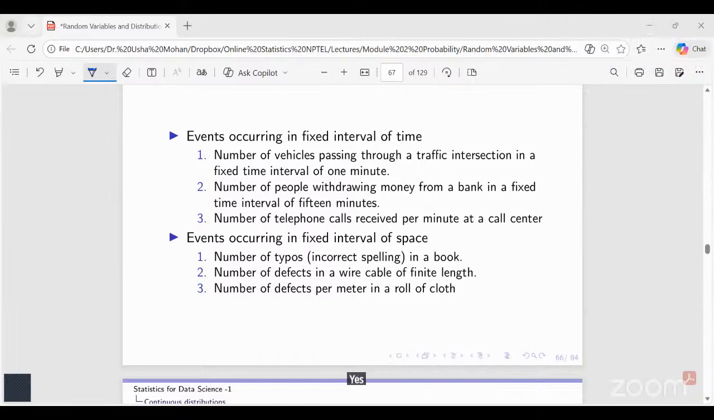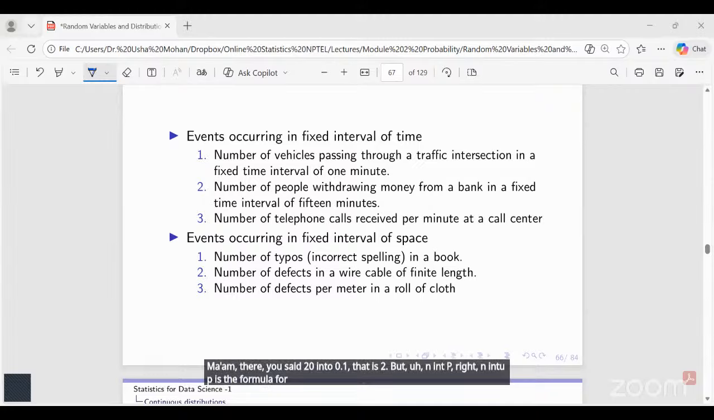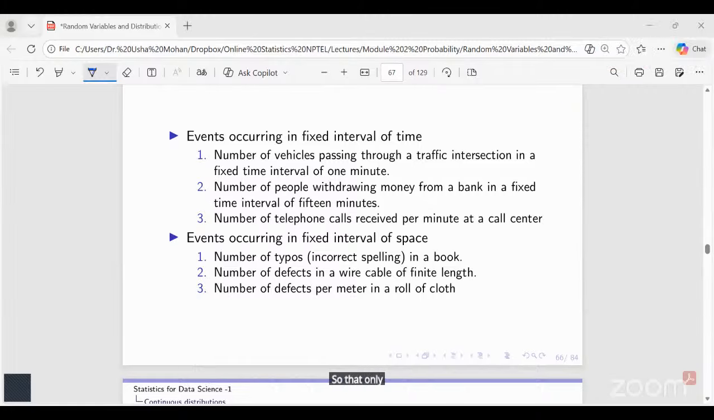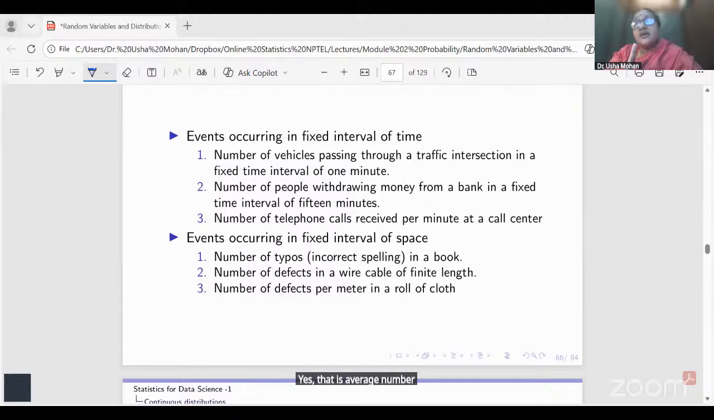But n into p, right? N into p is the formula for E of x of a binomial distribution. That is what we refer to as the average, the average number of customers in the earlier setup.